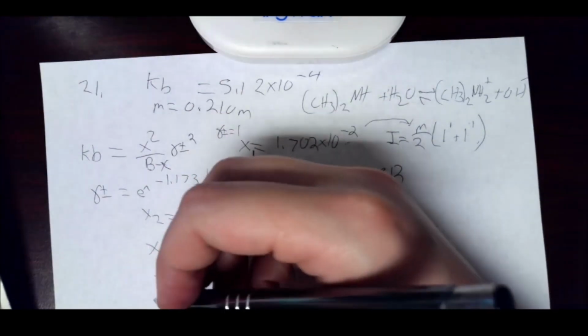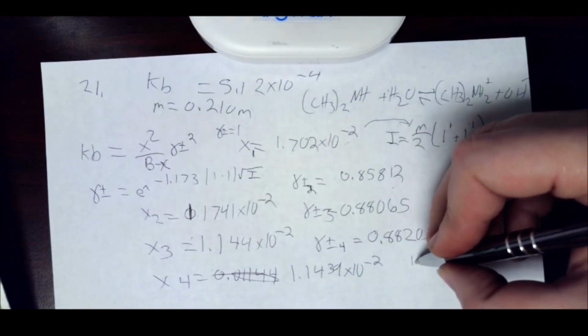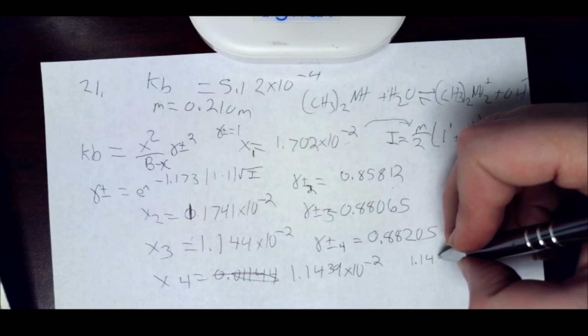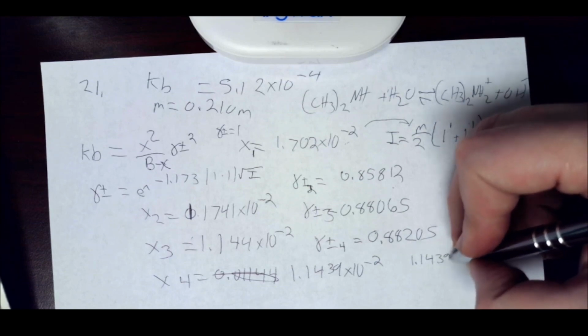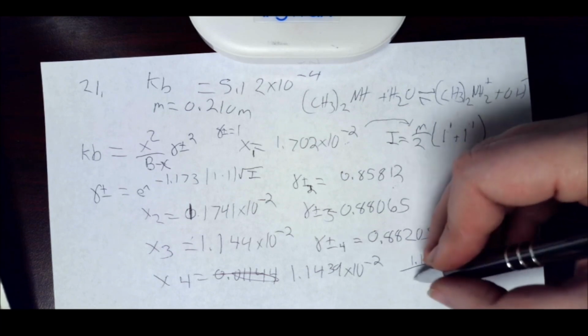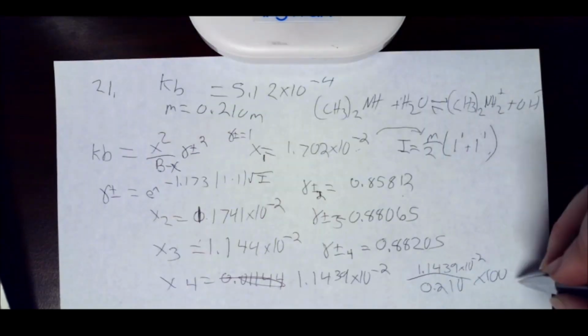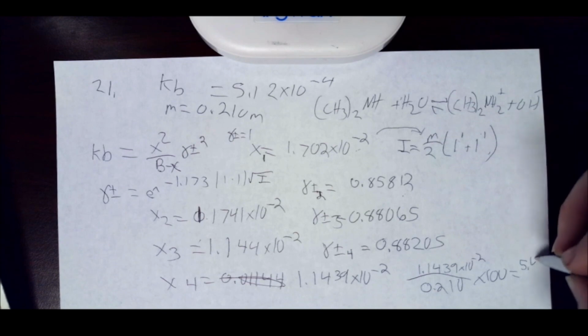So then, with that in mind, what's the degree of dissociation? So 1.1439 times 10 to the negative second all over the 0.210 times 100 gives you 5.44% dissociation.